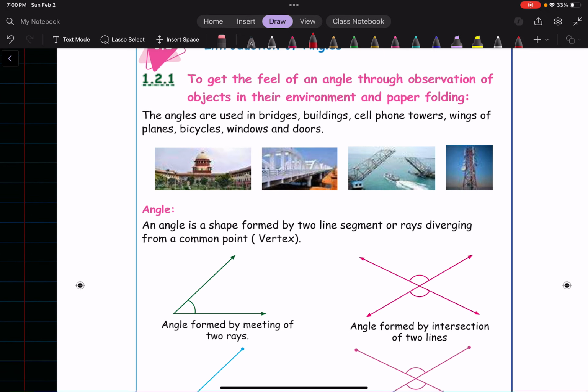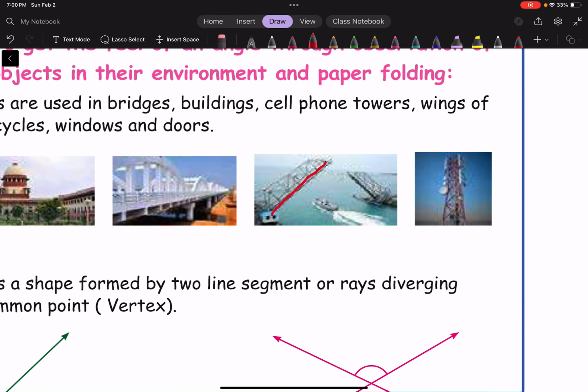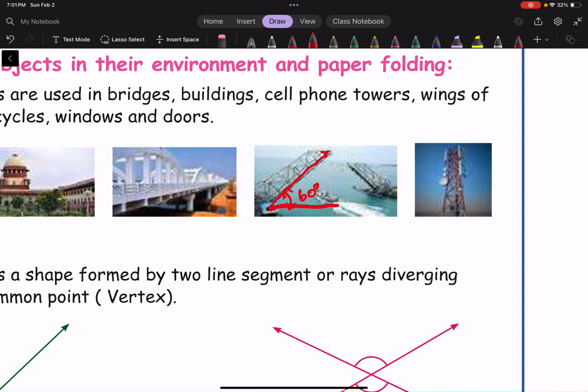So where do we use them? There are certain examples given in your book. For example, look at this bridge example. The designer of the bridge predefined the angle such that the bridge will lift only up to a certain degree. Let us assume this degree to be 60. So the lift will never go beyond that. The bridge is programmed in that particular manner.